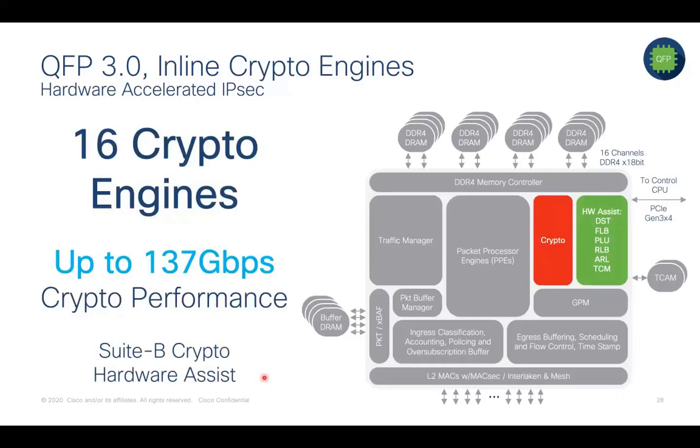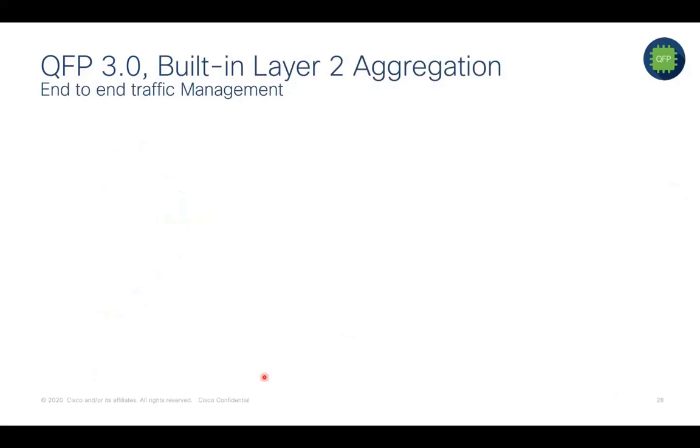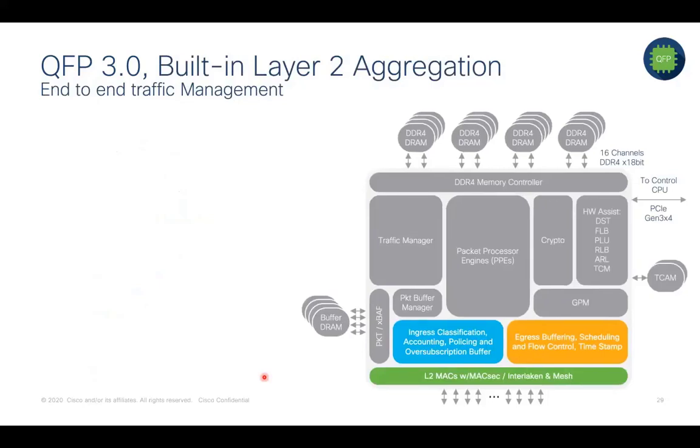The third dimension of QFP is built-in layer 2 aggregation. We have proper mechanisms placed from a flow control point of view, from ingress and egress classification point of view for L2 and L3 classifications within the ASIC for 240 Gbps port aggregation capacity.